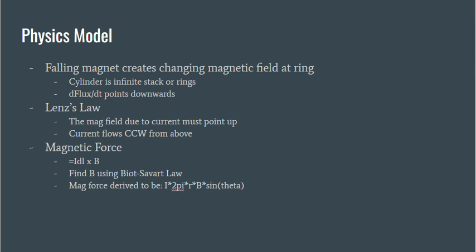Magnetic force is equal to I times dl cross B. You find B using the Biot-Savart law, and the magnetic force is derived to be I times 2 pi times r times B times sine theta.